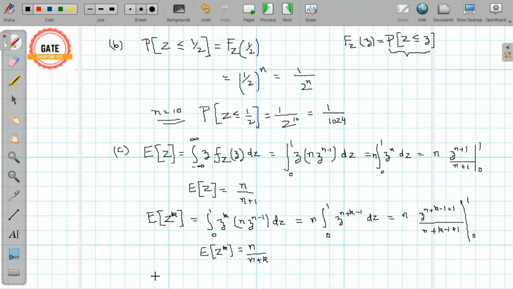In the GATE exam, they may ask you the expectation of z square for this case. So that will be n over n plus 2. So similarly, you can put different values of k and calculate the expectation of z for higher powers of z. So now let's see what is part D.